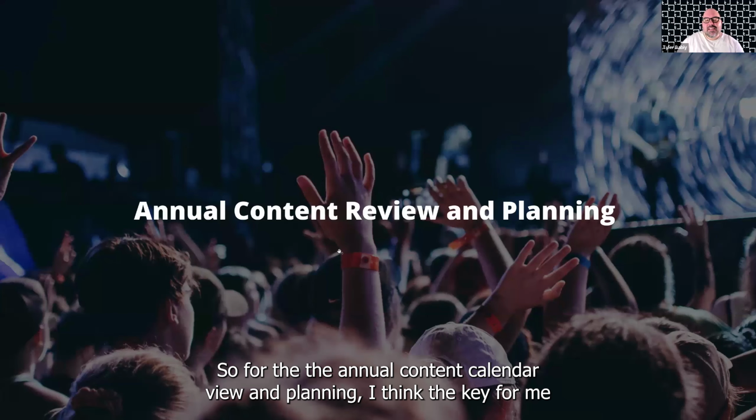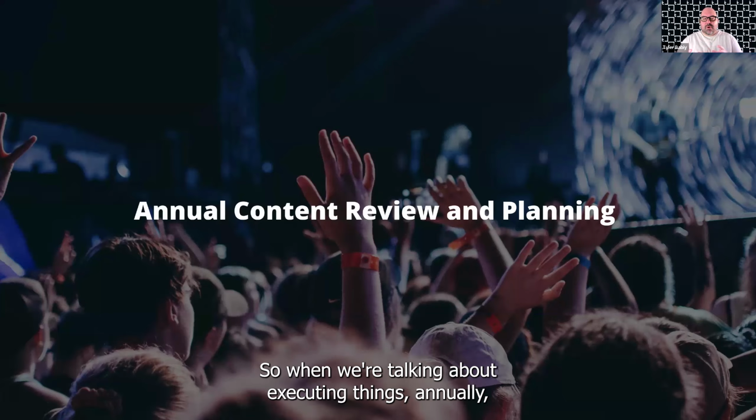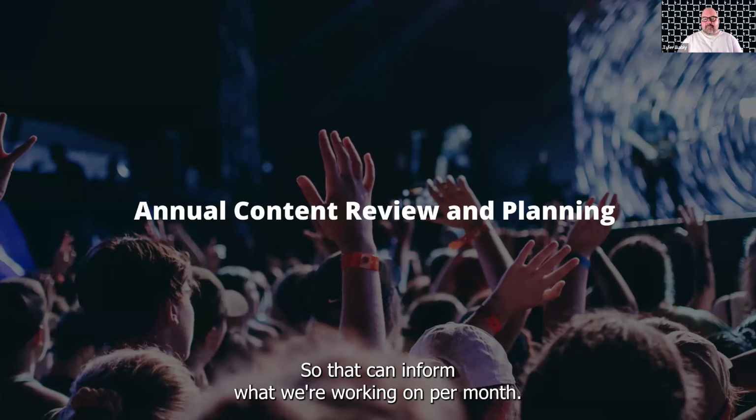So for the annual content calendar view and planning, I think the key for me is we're executing by month, but we're planning by year. So when we're talking about executing things annually, we really want to be aware of what's happening all year so that can inform what we're working on per month.